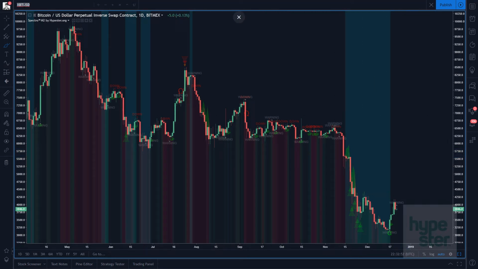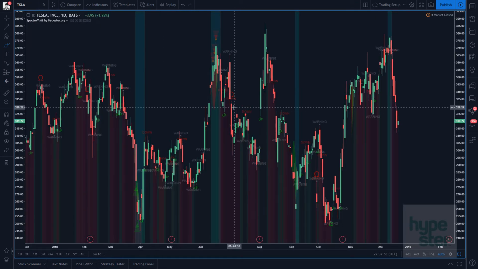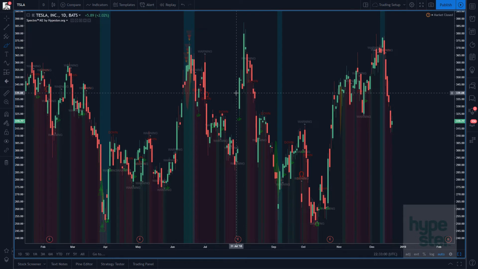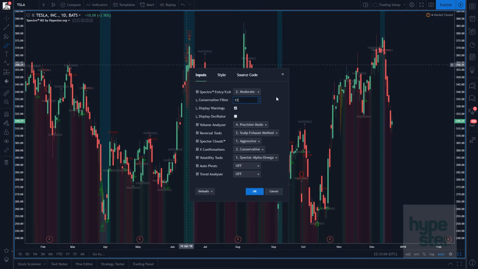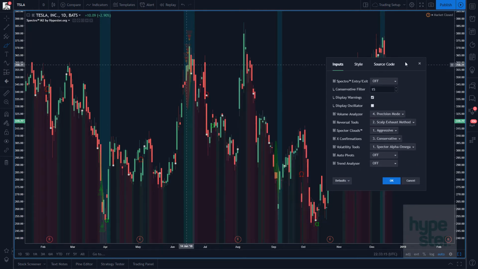So let's take a look at other things so you can understand what we're talking about here. Tesla is something crazy. It's so volatile, it's so crazy that I honestly can't even use this Spectro here because it opens and closes there. Sometimes the gaps are so huge that you just get surprised. So here I'm going to use something different.